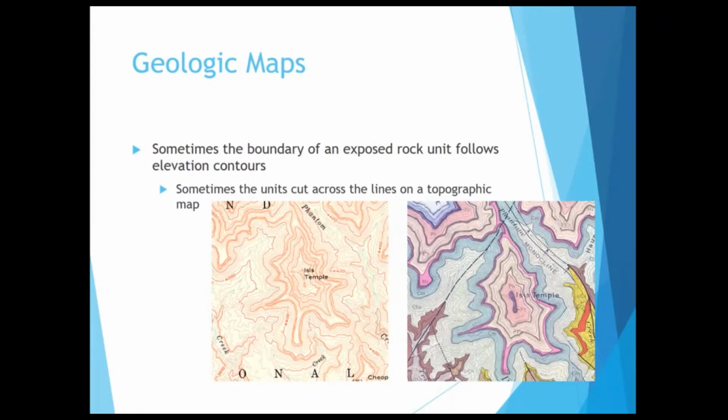On the other hand, if it's crossing contour lines, it has tilted, it has folded. That tells us that there has been disturbance. It's not in its original position. This can help us with the sequence of events. This can help us recreate and understand what's going on.